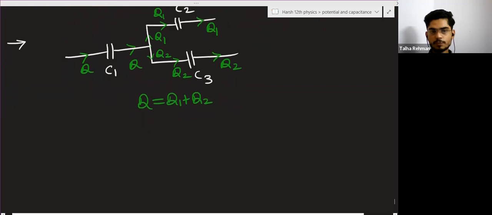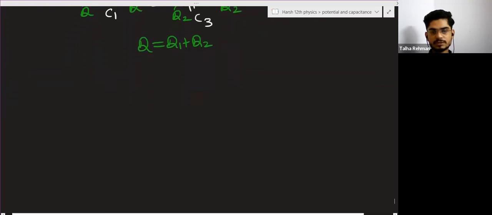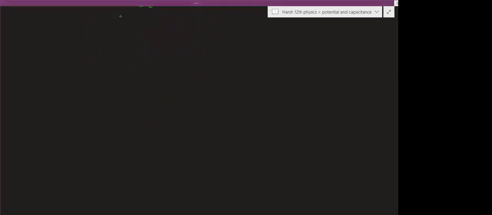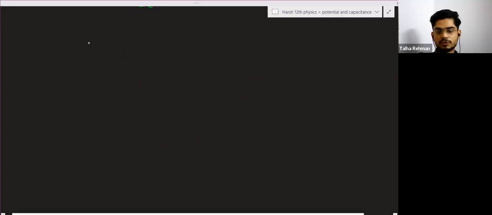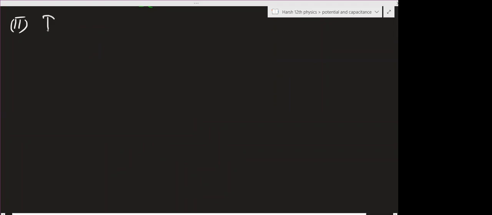But the story of voltage or potential is something different. Okay. So now second is division of voltage. Now we will see how the voltage will change due to branching and all that.